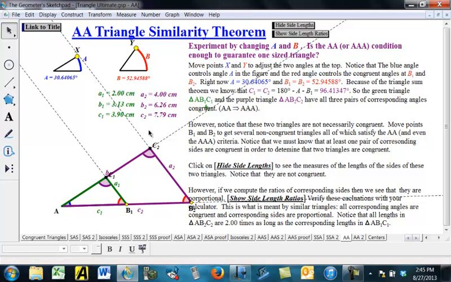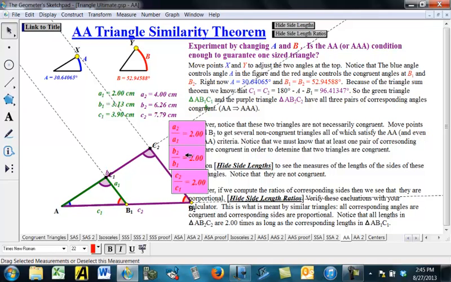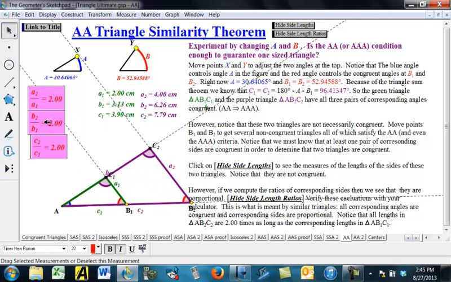Do you notice anything there? This is 3.9. This is about 7.8. Well, one thing you may notice is that these side lengths are in the same proportion. They're proportional side lengths. In other words, if we take a side in triangle 2 and divide it by the corresponding length in triangle 1, we get the same number. 4 divided by 2 is 2. 6.26 divided by 3.13 is 2. 7.8 divided by 3.9 is 2.